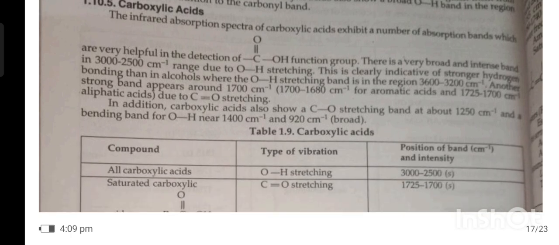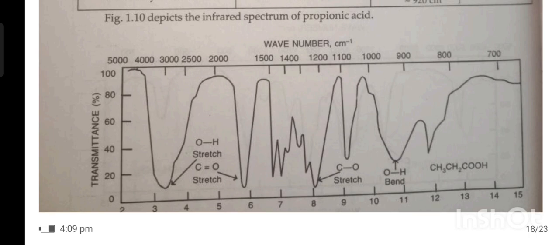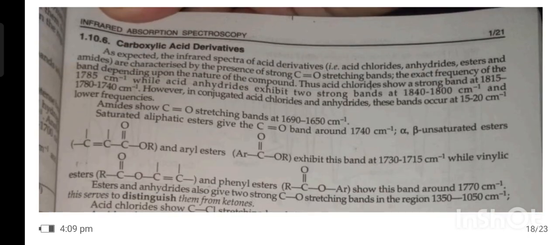In addition, carboxylic acid also shows a carbon oxygen stretching band at about 1250 centimeter inverse and bending bands of OH near 1400 centimeter inverse and 920 centimeter inverse. Figure 1.10 depicts the infrared spectra of propanoic acid.